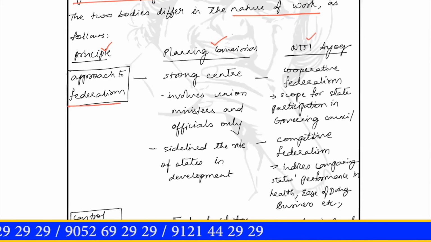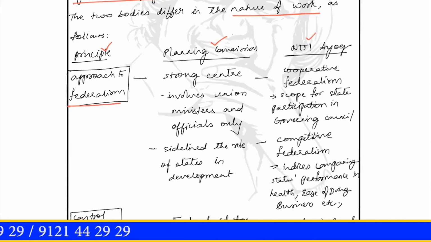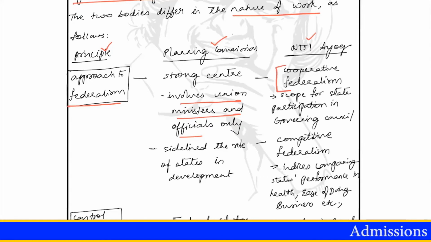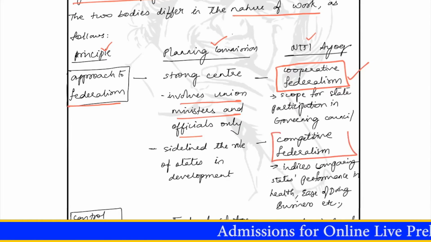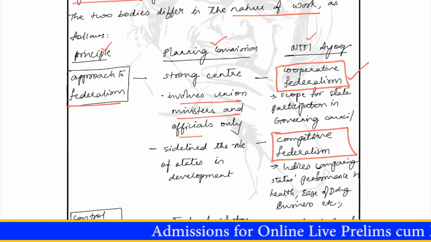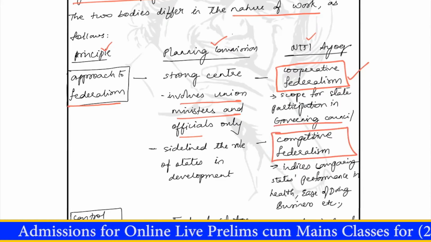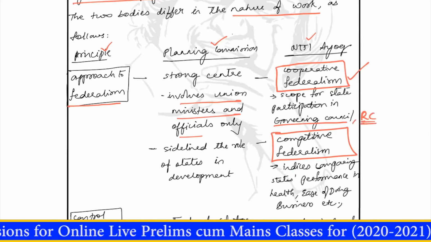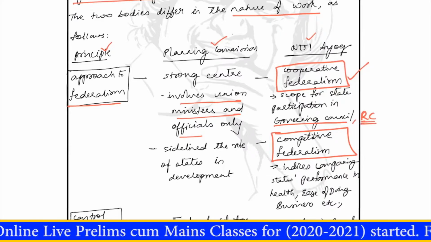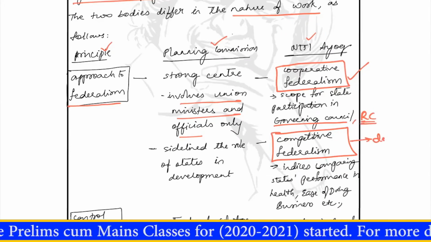With respect to the approach to federalism, the Planning Commission believed in a strong center, and thus it only involved union ministers and officials, with no participation of states in the process of development and planning. However, Niti Aayog has evolved two principles of federalism: one is cooperative federalism and the other is competitive federalism. In cooperative federalism, Niti Aayog has accommodated state governments through governing councils and also regional councils, and at the same time it encouraged competitive federalism for the process of development.